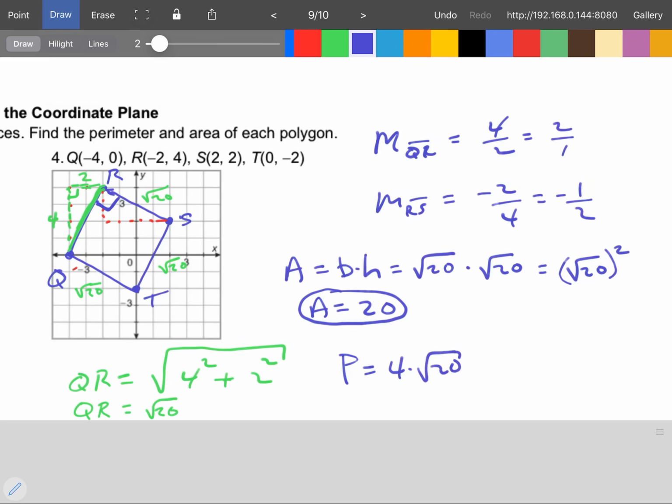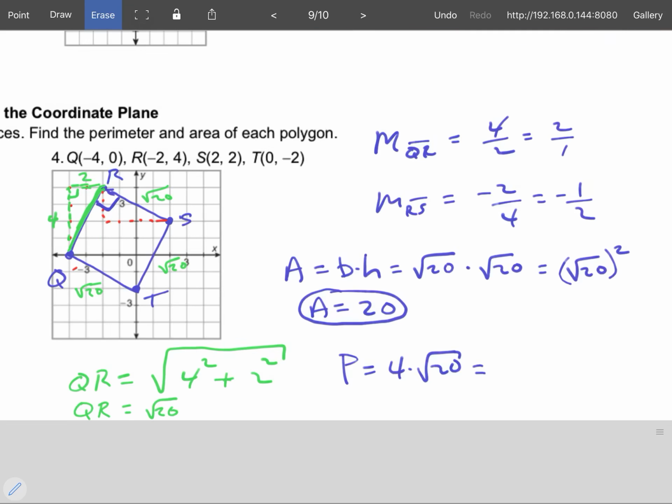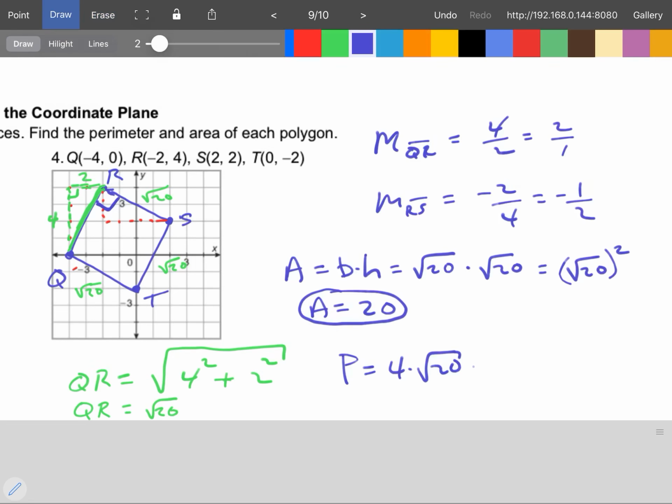Now we could break down that square root. I'm not going to make you do that right now though. So what we'll do maybe is I'm just going to put it in the calculator. Because you can break down the square root of 20. But I'm putting 4 times the square root of 20 in my calculator right now. And that gives me approximately, so that's approximately 17.9. And that's it for that one.